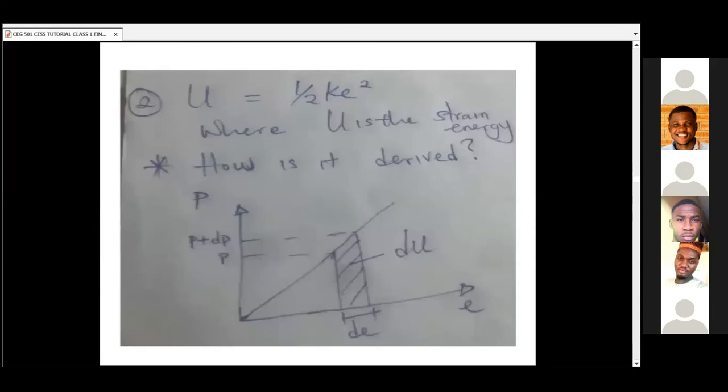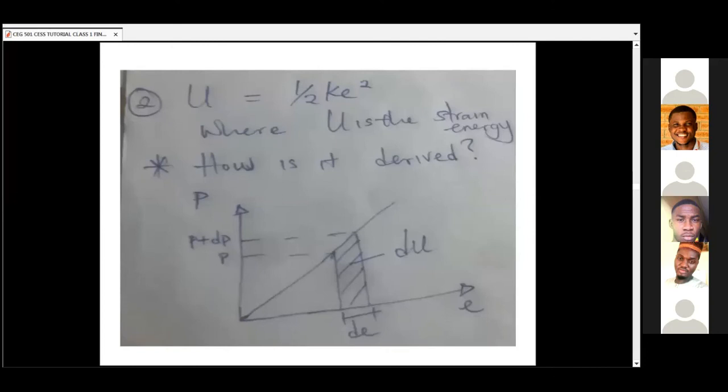Okay, U equals half K e squared was derived from this diagram. This is the diagram of strain energy and complementary energy in relation to force and extension. The area under the line plotted is the strain energy, while the area above the line plotted is the complementary energy. We are going to be talking about strain energy now, because that's what we are concerned about in this formula.